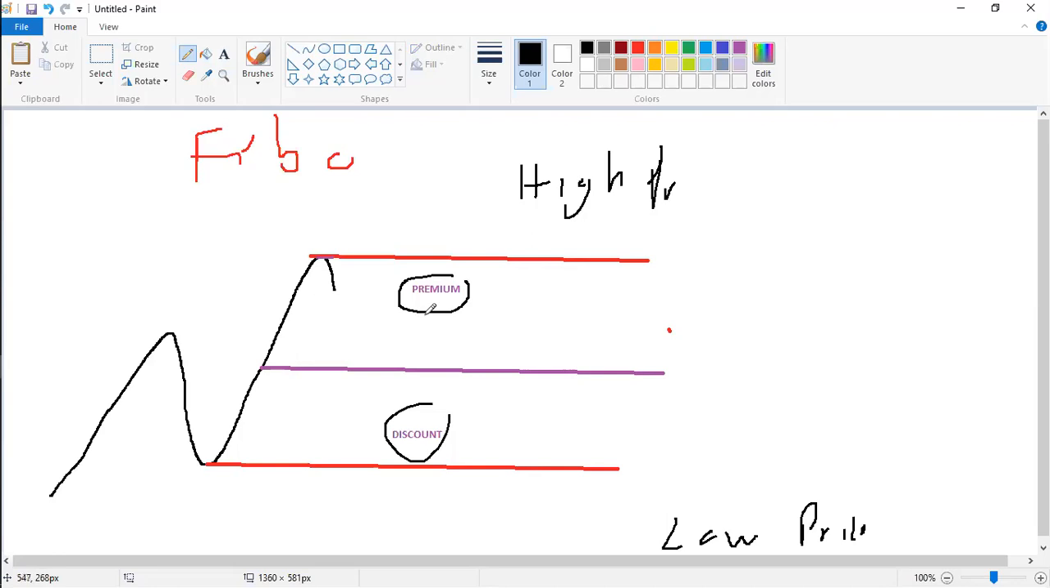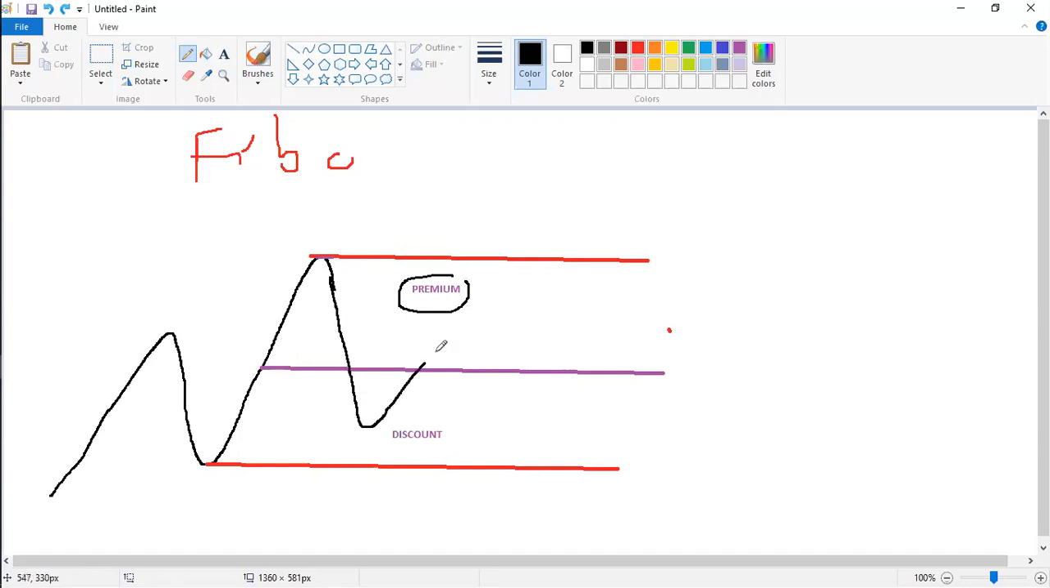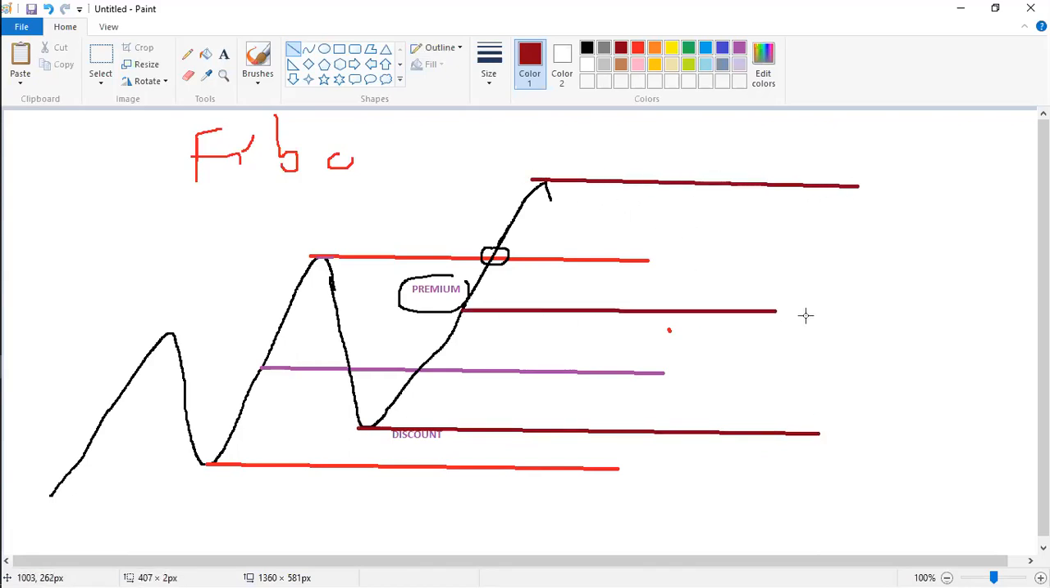Why? Because the banks also want to buy low. They want the low price. So we always buy in discount. When price comes down here, remember in an uptrend we are only buying, and in a downtrend we only sell. So price goes up in discount, BMS, break market structure. When they make a new high, this is now your new low and the new high and the 50%.